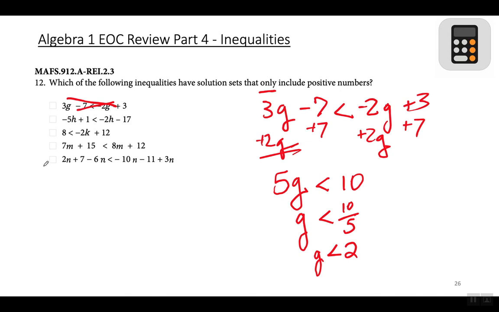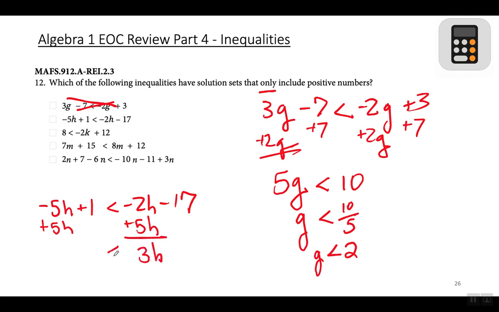Let me try the second one. I don't want to do them all, but let me just try the second one real quick. -5h plus 1 less than -2h minus 17. So let me get the h's on one side. If I move -5h to the right, I'm going to have 3h greater than. Now move -17 to the left.